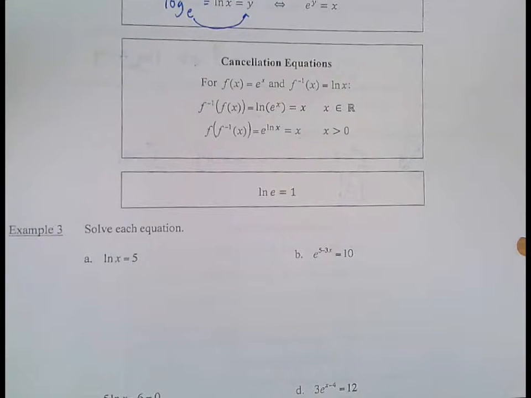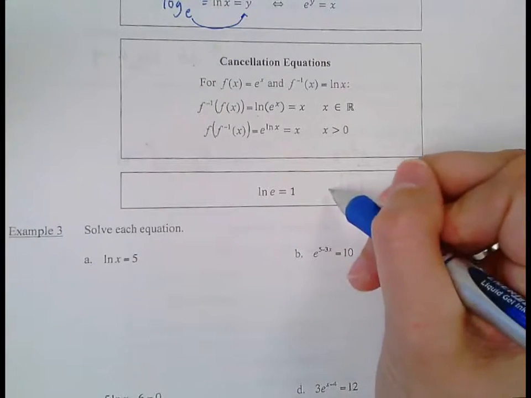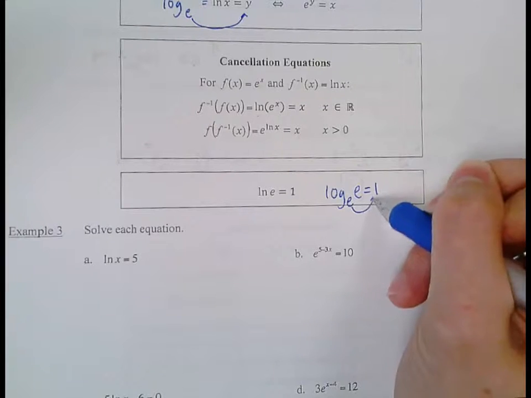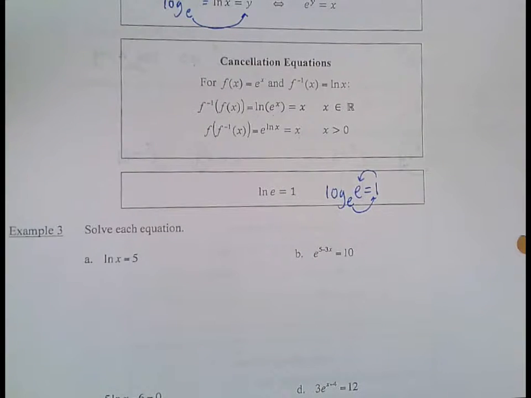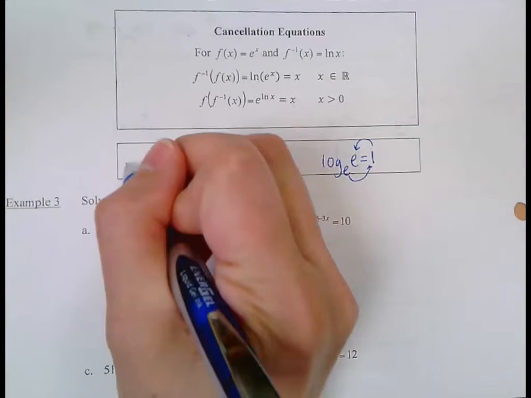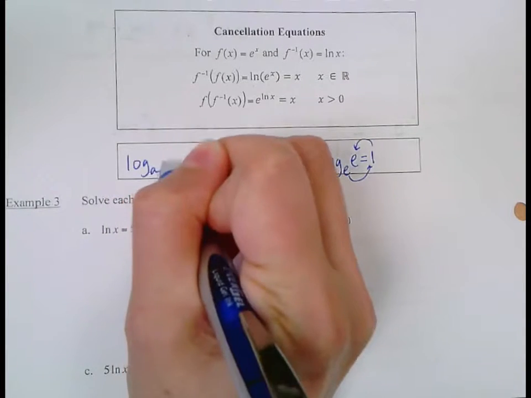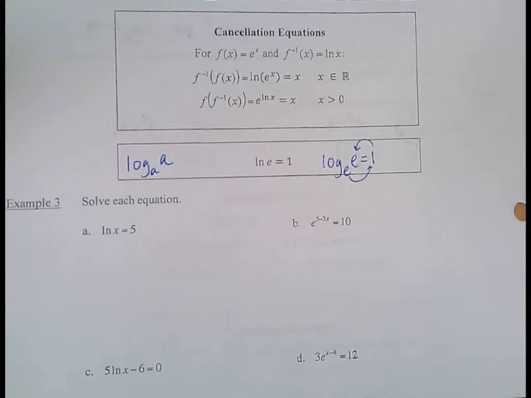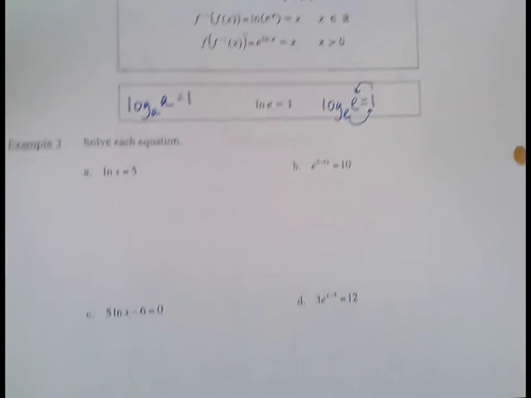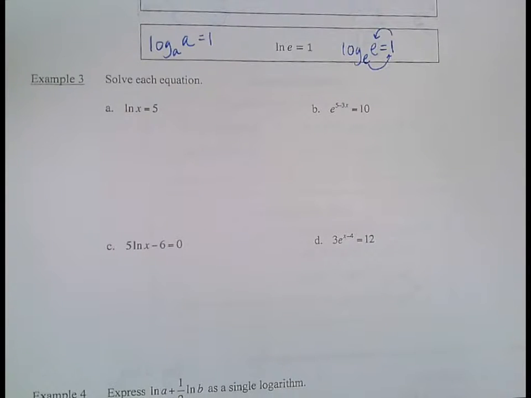Anyone know why that is? Yep, e to the 1 is e, so this would be log base e of e is 1, e to the first power is e. That really could be used for any logarithm with base a. So if you have log base a of a, like log base 2 of 2 or log base 10 of 10, those are all equal to 1. Natural log of e just comes up most often.